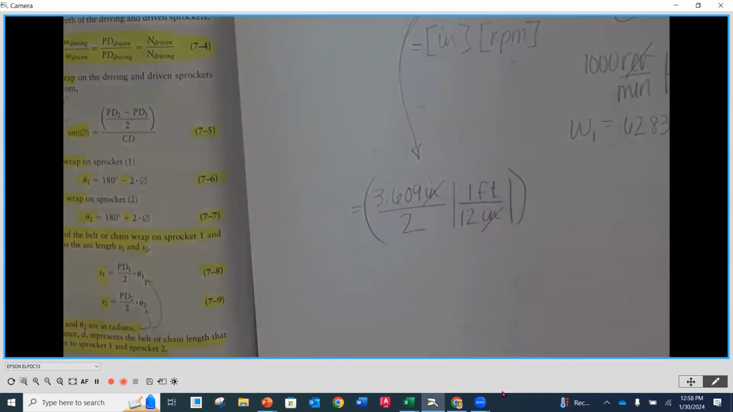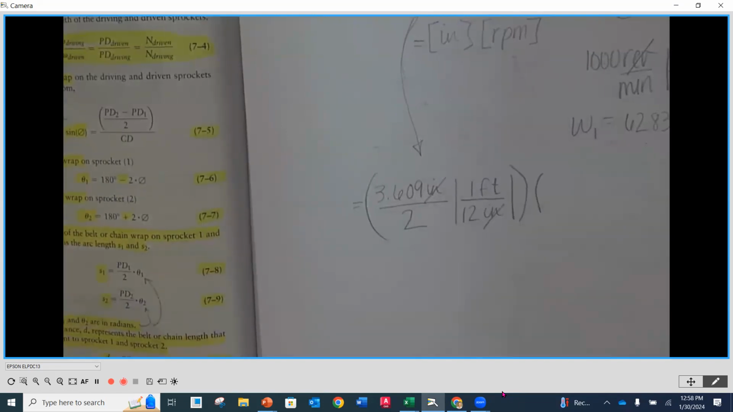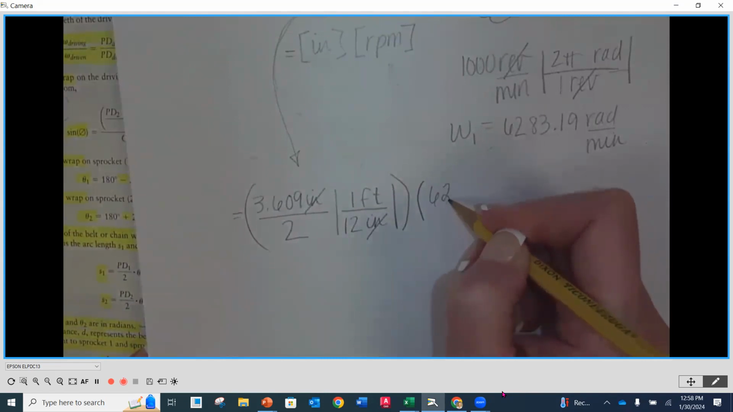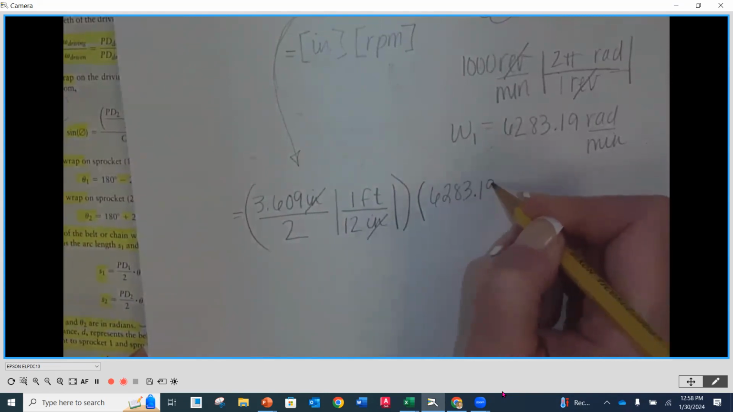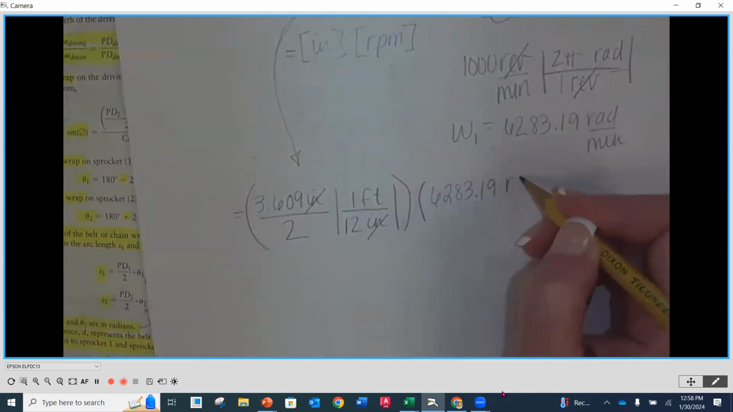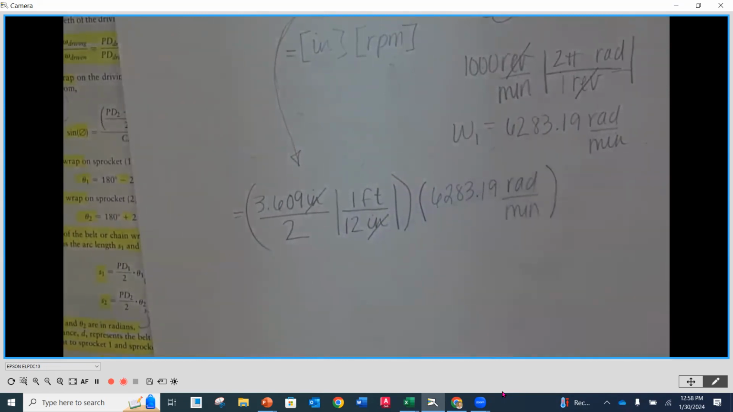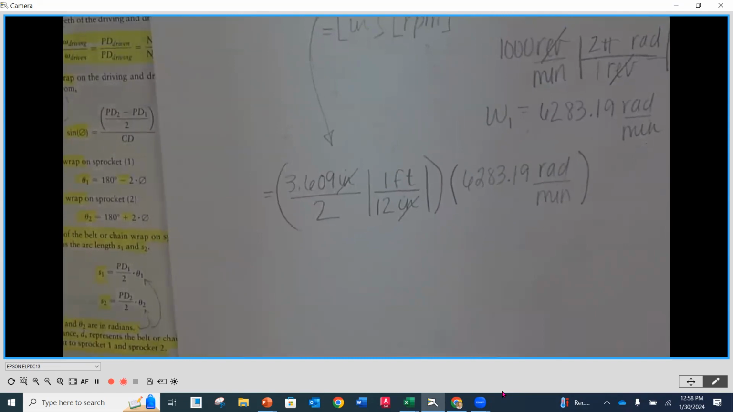While I do my equation, I don't have to do it just yet. Then I'm going to multiply that by my W1. I'm going to multiply that by 6,283.19, I think, if somebody said, and that's going to be radians per minute. Now let's look at our units. You'll notice that my inches canceled and I'm left with feet. That's what I want. I want this in feet per minute.